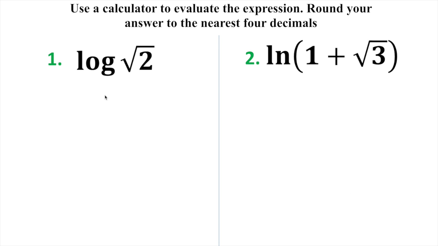This one's interesting, and we've got this radical 2. Just type it in just like you see it here. Same thing with this. Use parentheses, type it in just like you see it here. You'll get the answer that you want. So push pause on the video now. After you've obtained your answer, come back and push play.